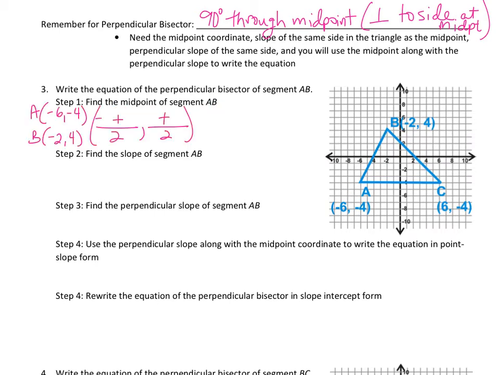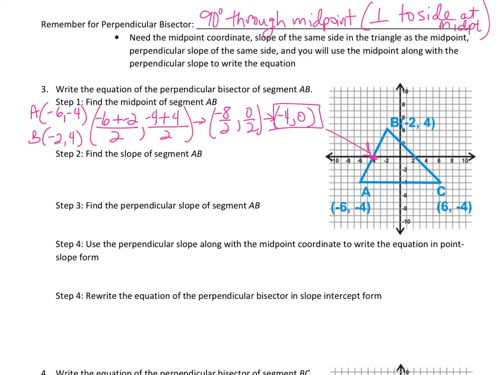We need to add our x's together, so that would be -6 plus -2. We need to add our y's together, which is -4 plus 4. When we simplify that, we get -8/2, and then 0 over 2, which comes out at -4, 0. And if you paid attention, this picture is the same triangle that we have seen before, and we have actually found that midpoint before at -4, 0.